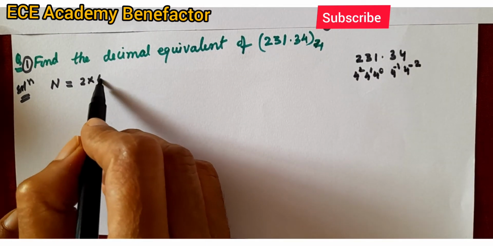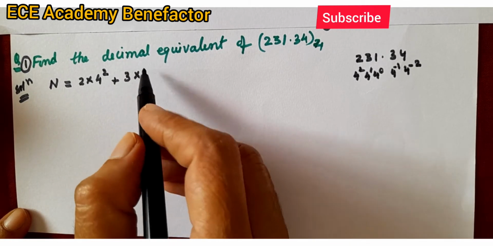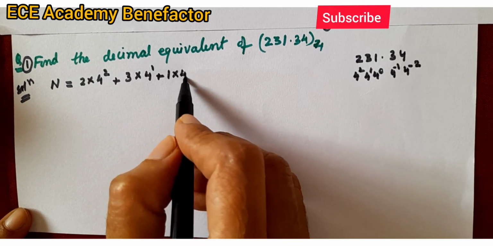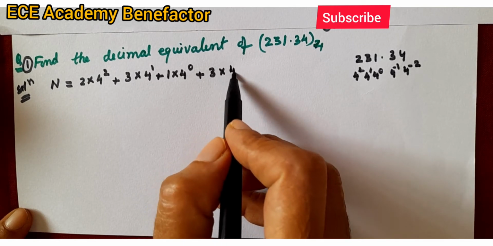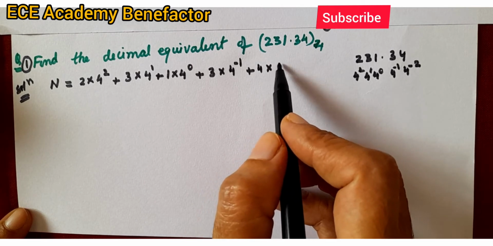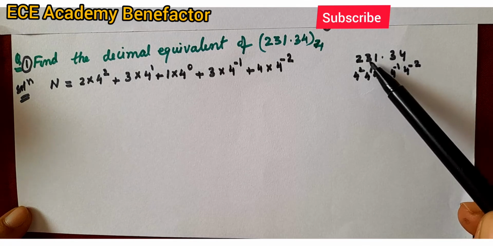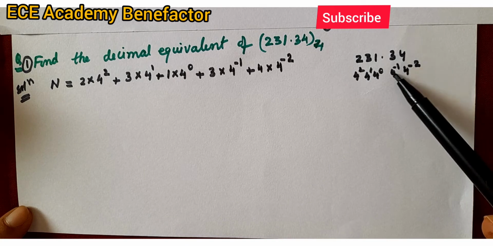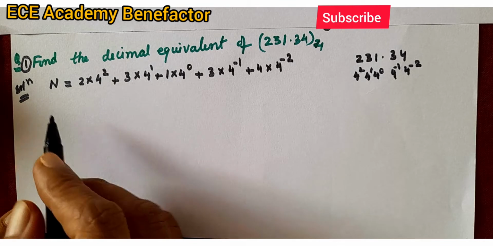2 into 4 to the power 2, plus 3 into 4 to the power 1, plus 1 into 4 to the power 0, plus 3 into 4 to the power minus 1, plus 4 into 4 to the power minus 2.